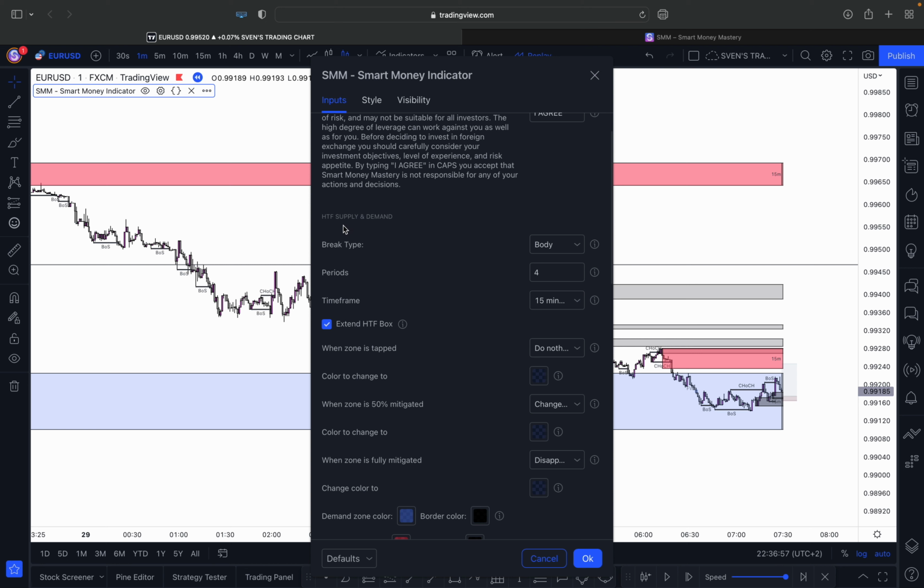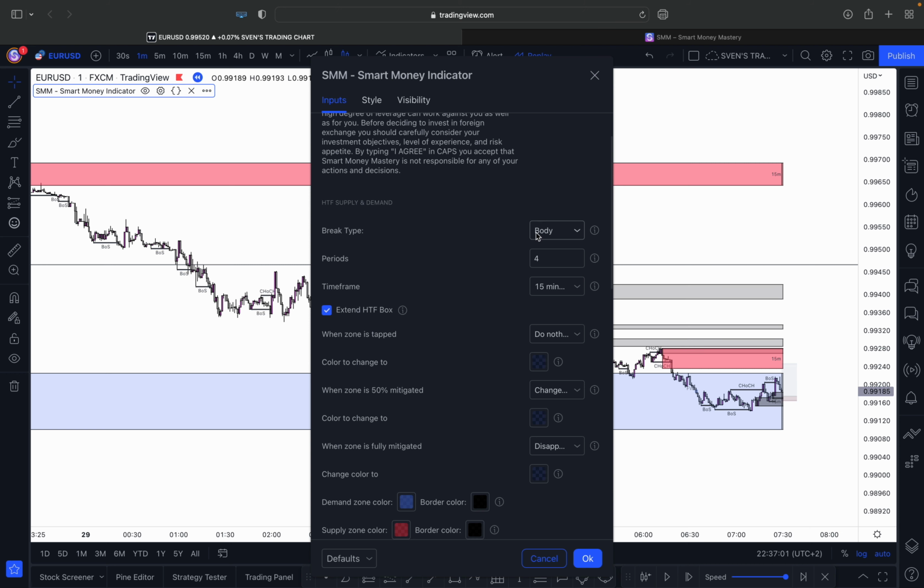Here you see the higher time frame supply and demand. You can choose the break type, so it will either break structure with the body or with the wick and the body. And based off that, your order blocks and your supply and demand zones will be printed on the chart. With the period setting, you can determine on how many candles you need to determine structure.